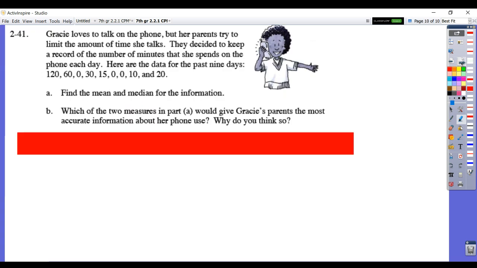For 241, Gracie loves to talk on the phone, but her parents try to limit the amount of time she talks. They decide to keep a record of the number of minutes she spends on the phone each day. So here's your data for the last 9 days: 120 minutes, 60 minutes, 0, 30, 15, 0, 0, 10, and 20. They want you to find the mean and the median.